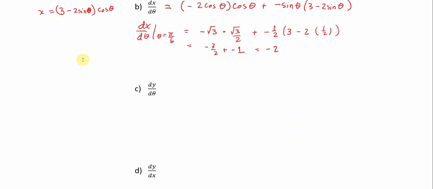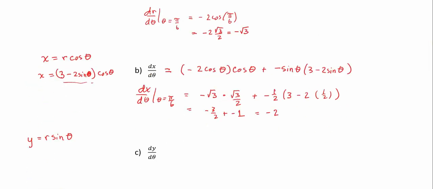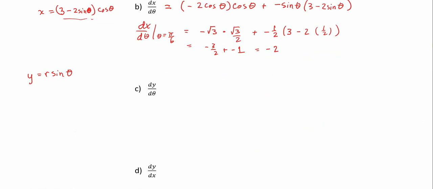So dy d theta, again, not too challenging to solve for here. Remember that y is equal to r sine theta, and r is equal to this part from the problem that we were given. So we can just make that substitution. We know that y is equal to 3 minus 2 sine theta times sine theta.